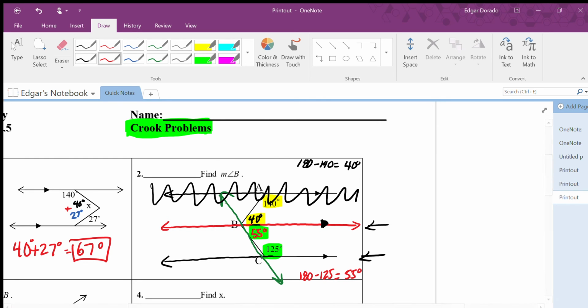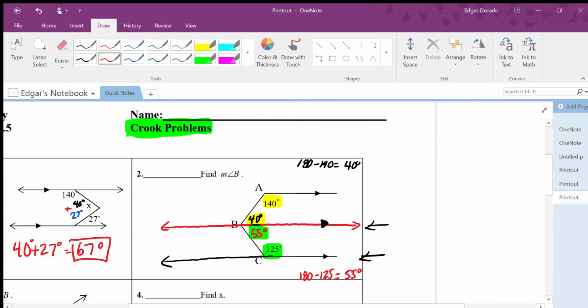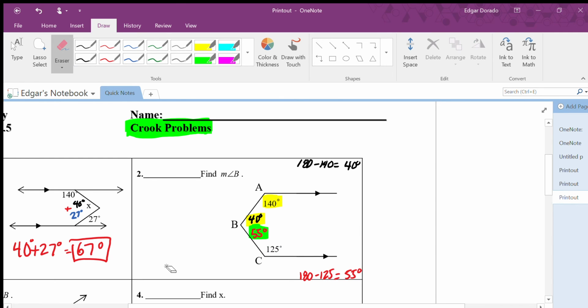Just like before, now I can get rid of everything I had, even my imaginary parallel line. And notice now that angle B is an addition of 40 plus 55. So that means this entire big angle must be 95 degrees. That is the measure of angle B.